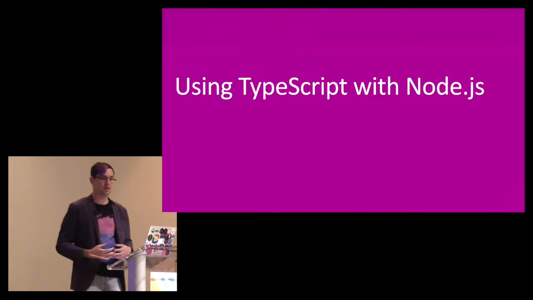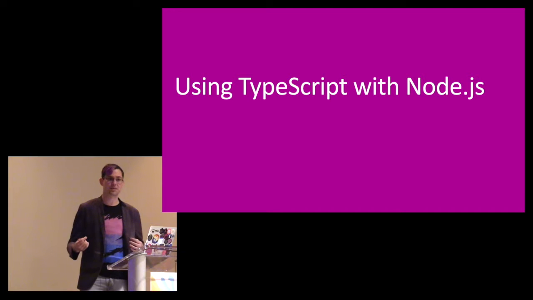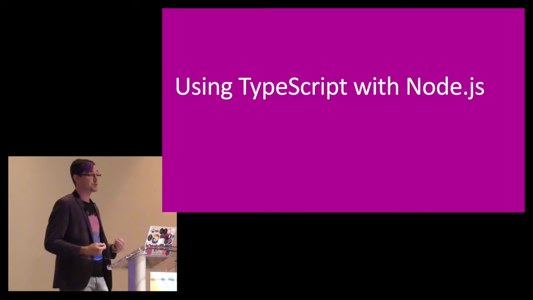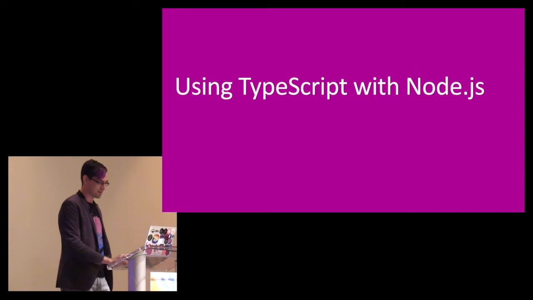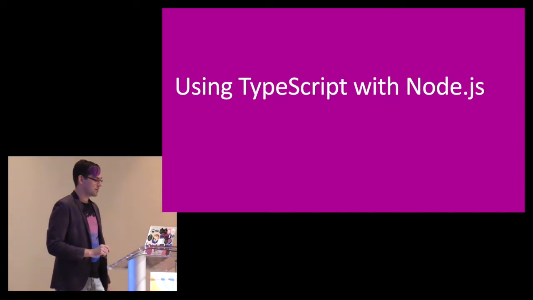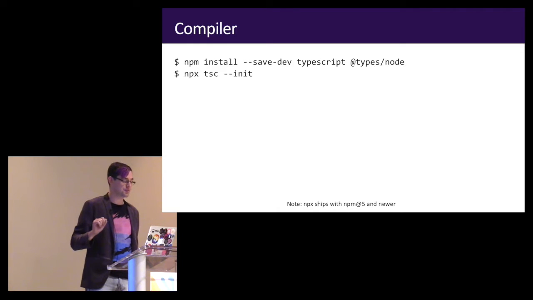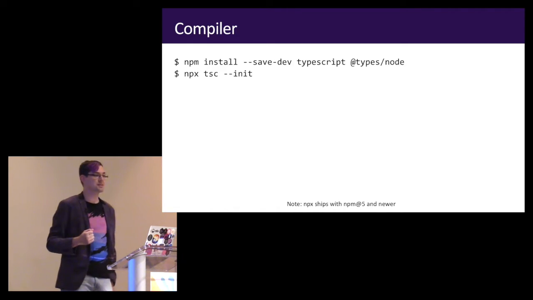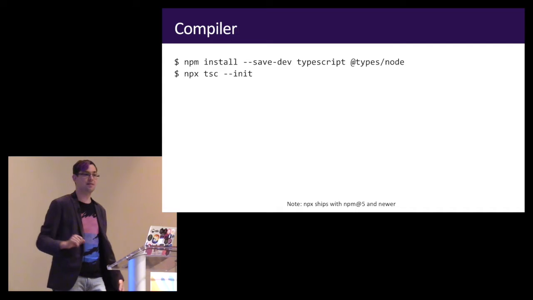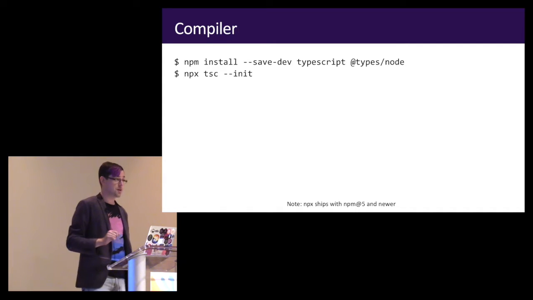All right, so I've been talking about Node a little bit. We'll talk a little more in depth about how you actually set up TypeScript in practice for Node.js. And don't worry, we'll get to the web right after this too. So the first thing we do is we install TypeScript itself. I always save this as a dev dependency because we don't have to ship this into production. And then we add @types/node.